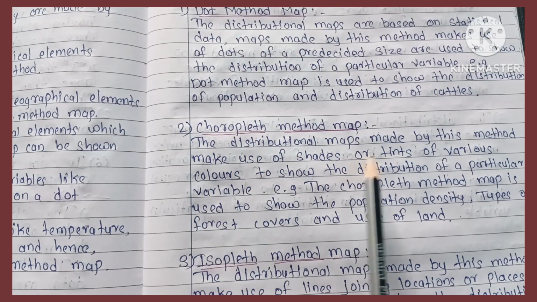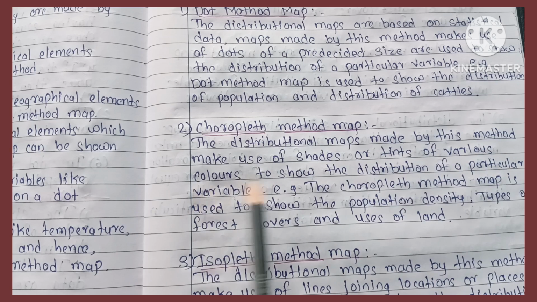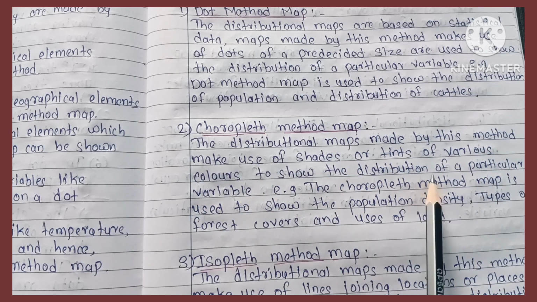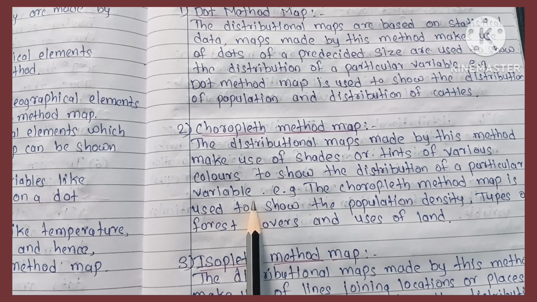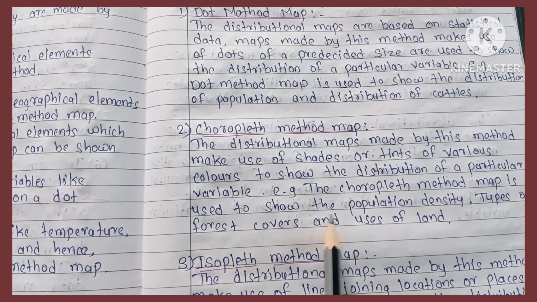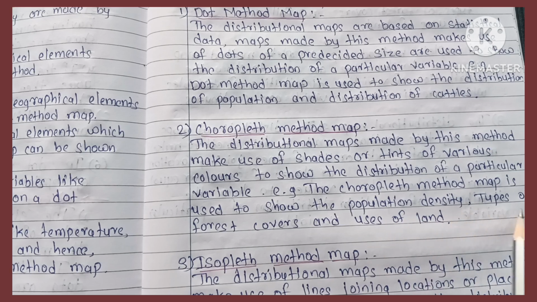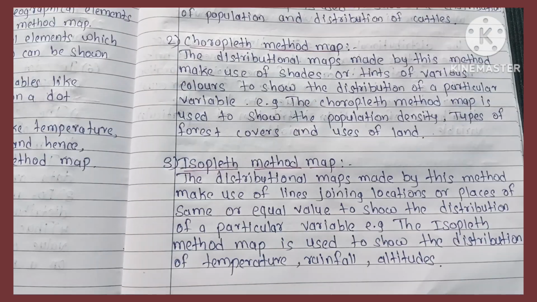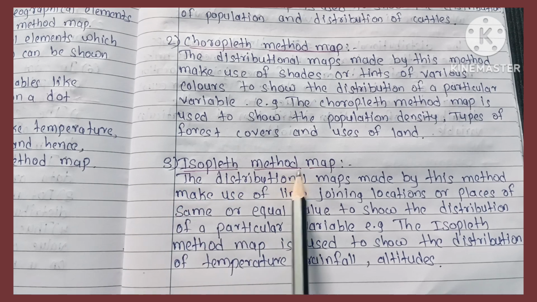The distribution maps made by this method make use of shades or tints of various colors to show the distribution of a particular variable. Example, the choropleth method map is used to show the population density, types of forest covers and uses of land. Next method, isopleth method map.